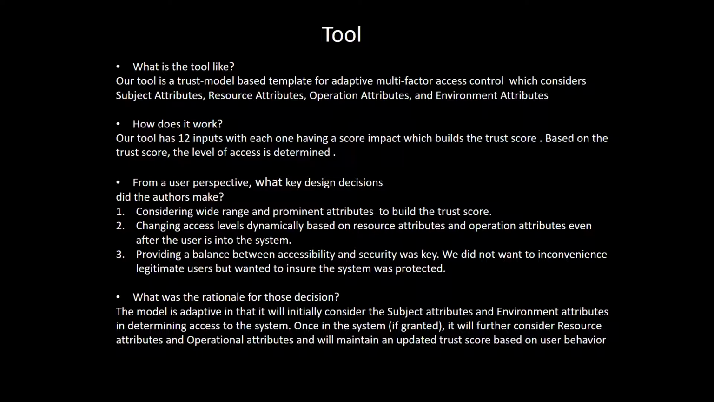So the rationale for those decisions is that we made the model very adaptive. Initially we consider subject attributes and environment attributes. We'll see in the slide what those subject attributes and environment attributes are. And then once the user is in the system, we further consider resource attributes and operational attributes. So based on all this, the trust score is updated.